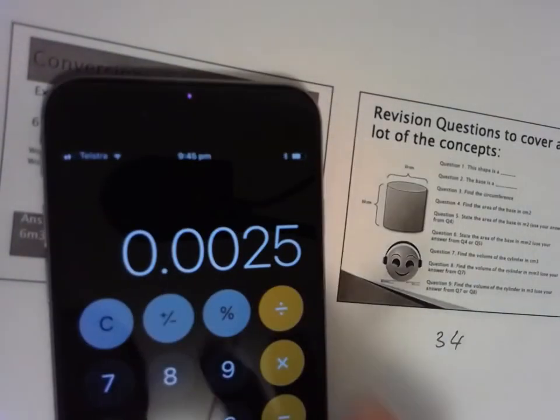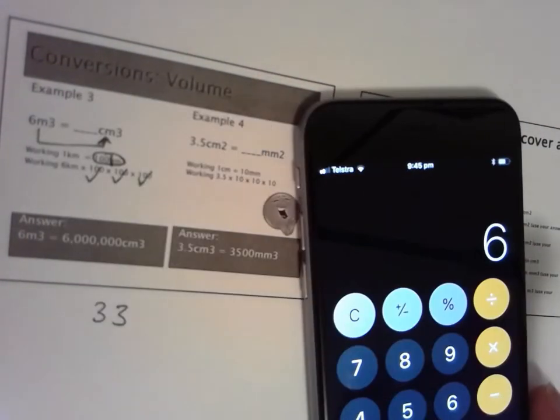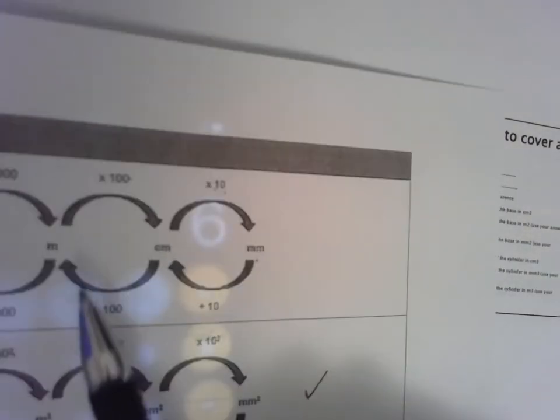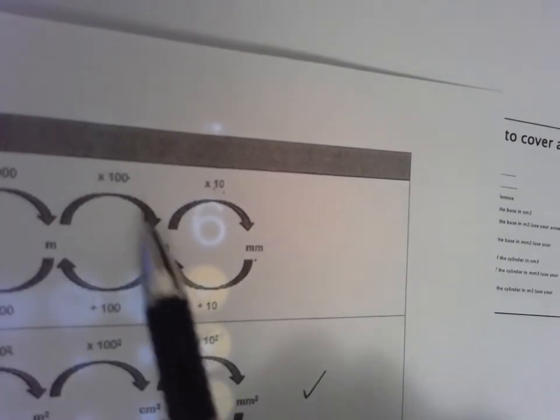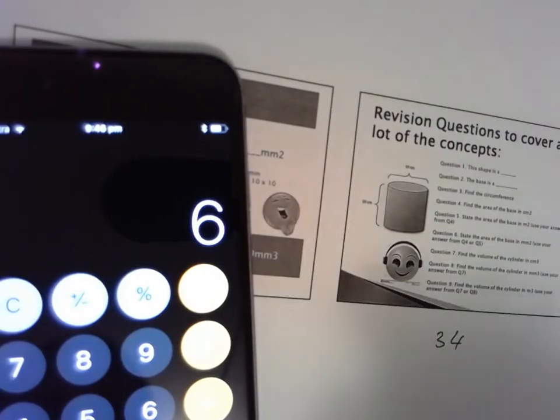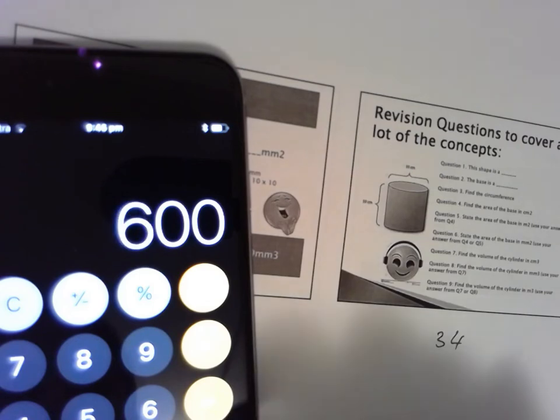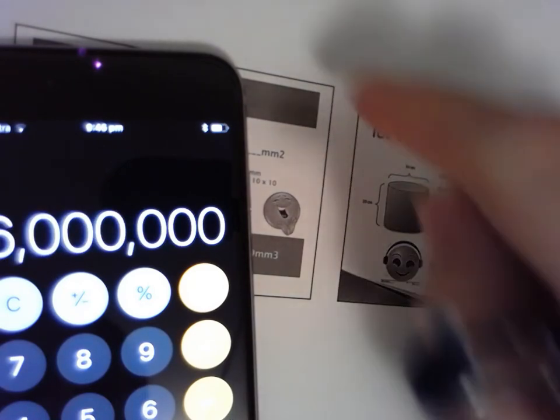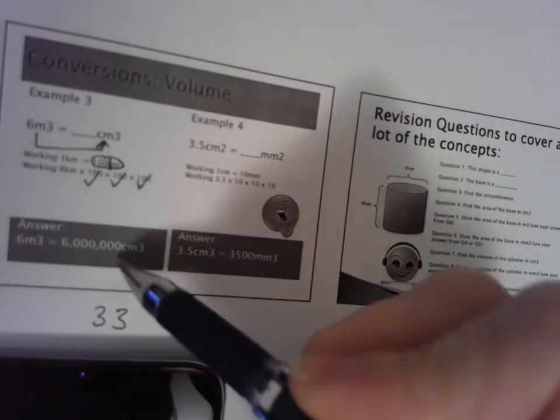So we'll just check that we start with 6, and I'm going to be meters to centimeters. You'll be multiplying by 100. Just to show you, meters to centimeters, multiply by 100. So multiply by 100 once, twice, 3 times. For cubic conversions it is 6 million.